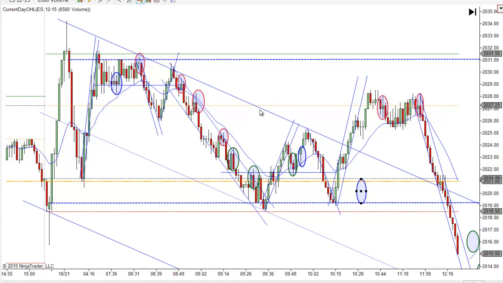But notice, let me show this to you. Notice how it pushes right through the EMA. There's no resistance there. Pulls back, tests the EMA, and goes higher. You want to go long right there. That's a reversal type pattern.